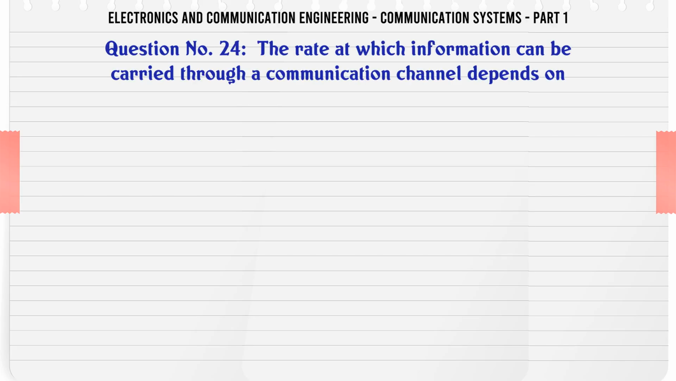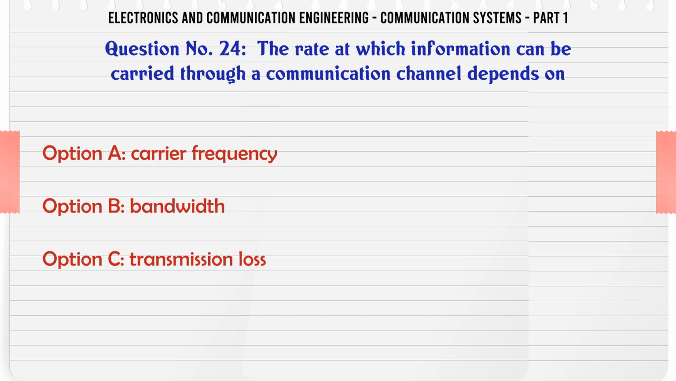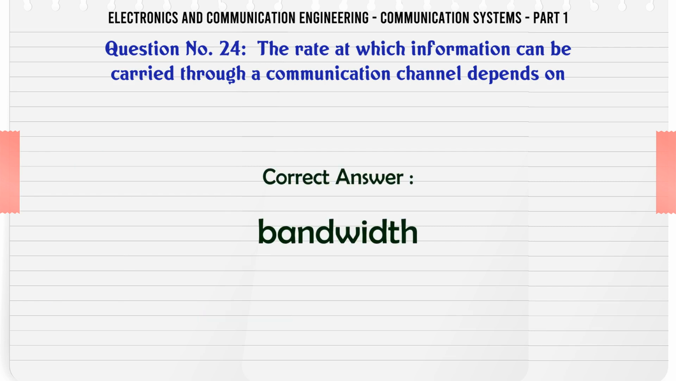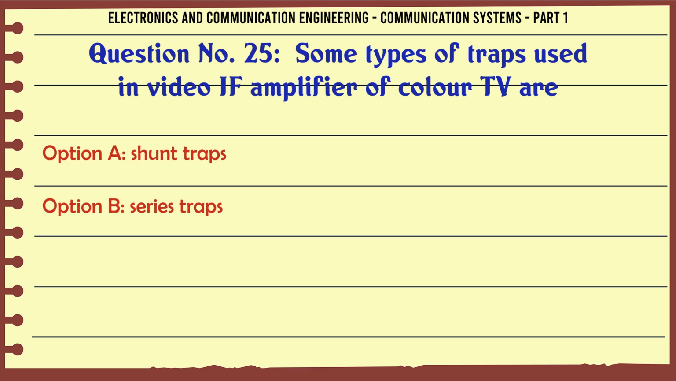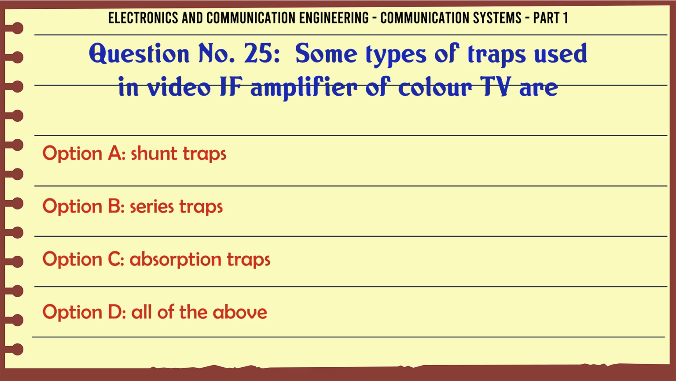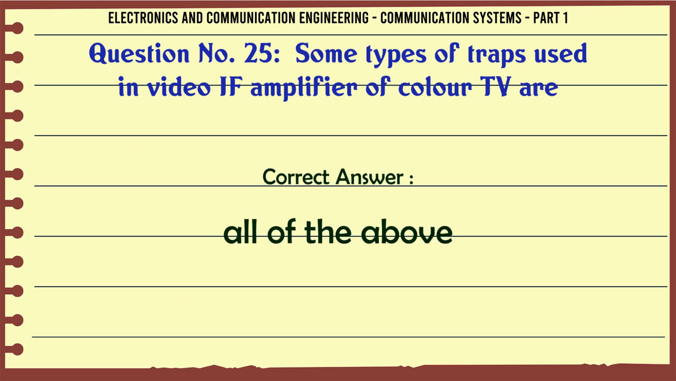The rate at which information can be carried through a communication channel depends on A. carrier frequency, B. bandwidth, C. transmission loss, D. transmitted power. The correct answer is bandwidth. Some types of traps used in video IF amplifier of color TV are A. shunt traps, B. series traps, C. absorption traps, D. all of the above. The correct answer is all of the above.